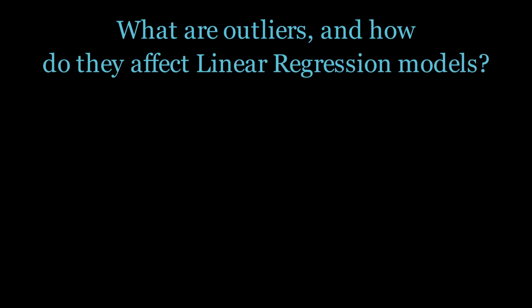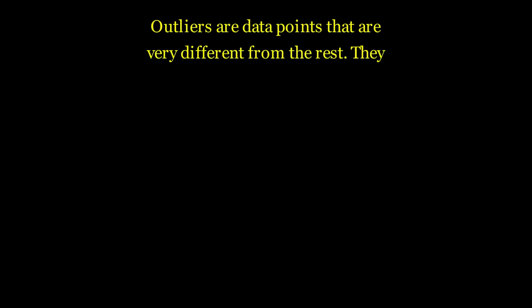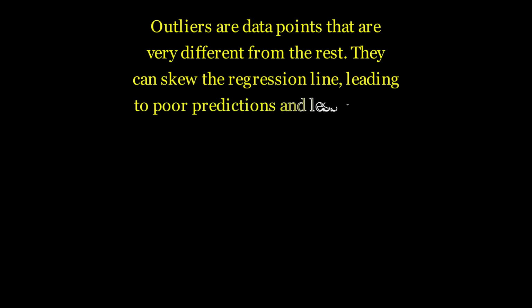What are outliers and how do they affect linear regression models? Outliers are data points that are very different from the rest. They can skew the regression line, leading to poor predictions and less reliable results.